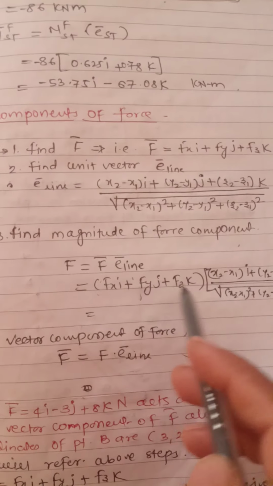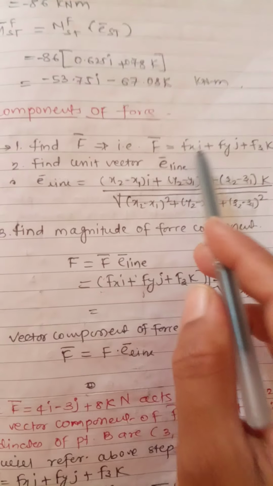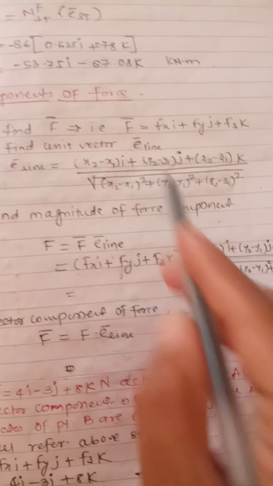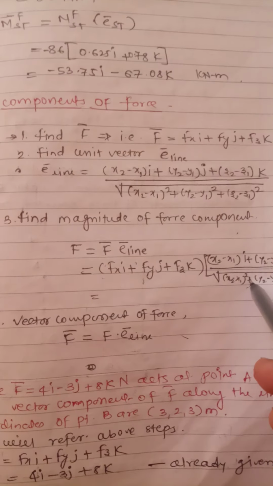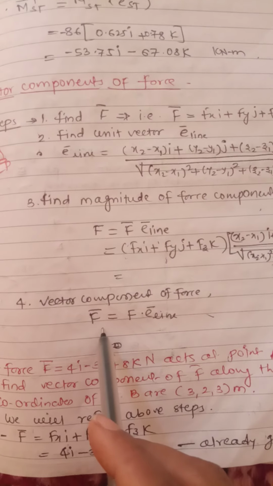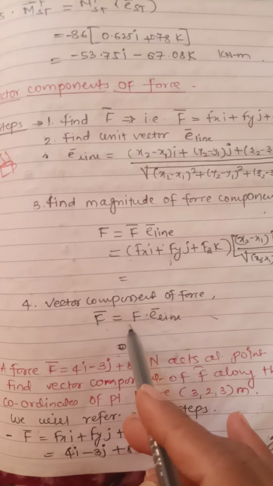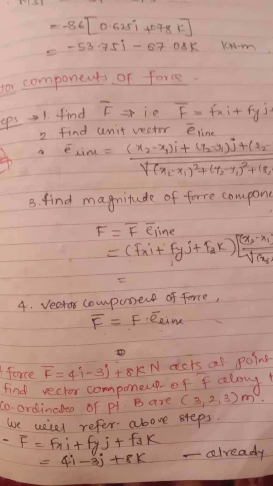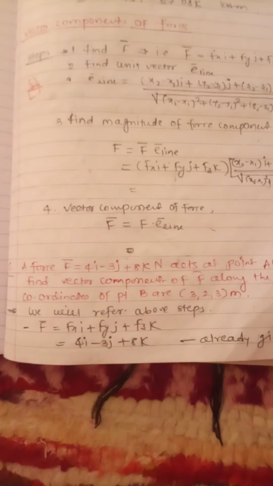Fx i plus Fy j plus Fz k, this is known to us from the first step. The E line is nothing but this from the second step. Then the vector component of force is F equal to F into the E line. That's it. We'll solve one problem, then it will be clear, otherwise you cannot understand it.